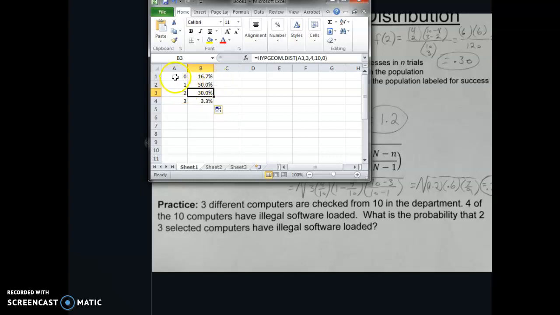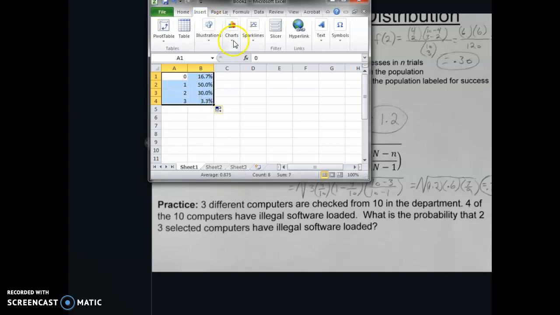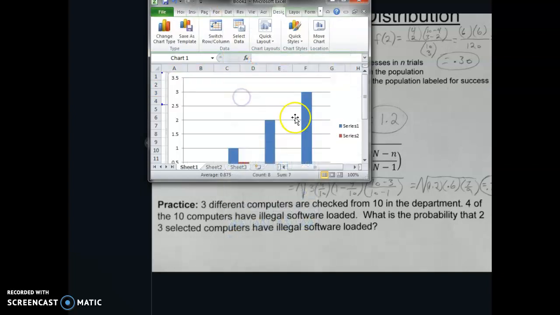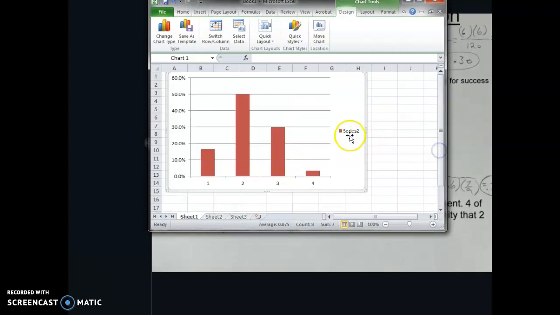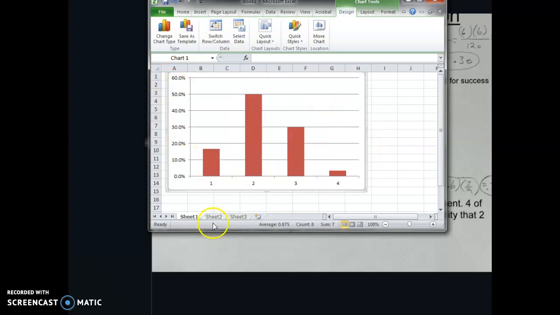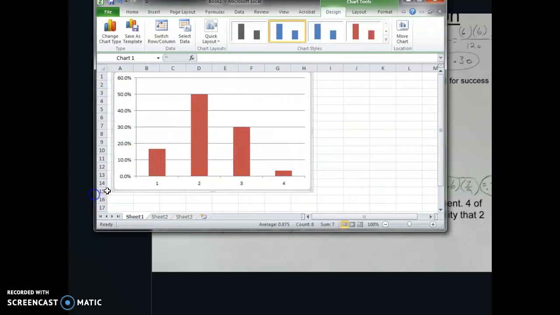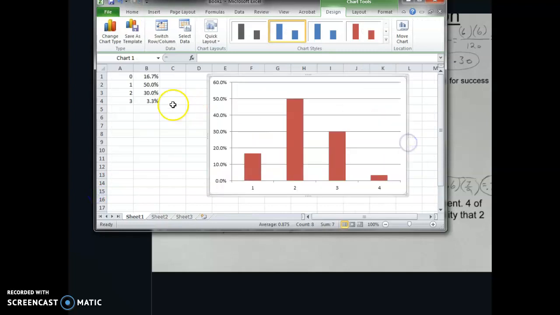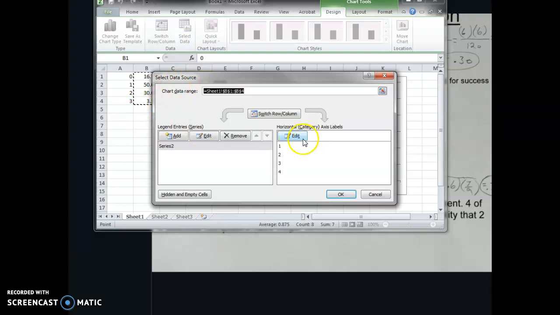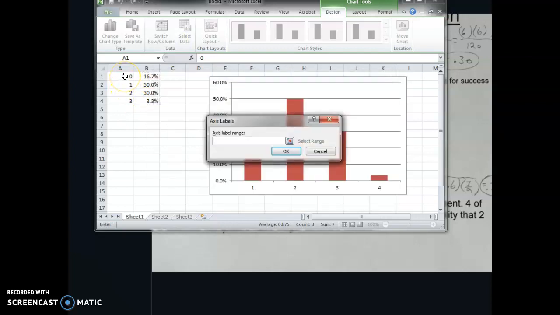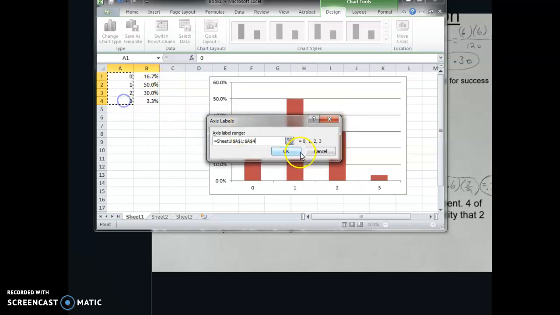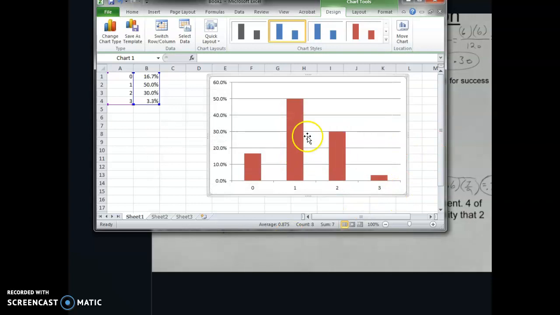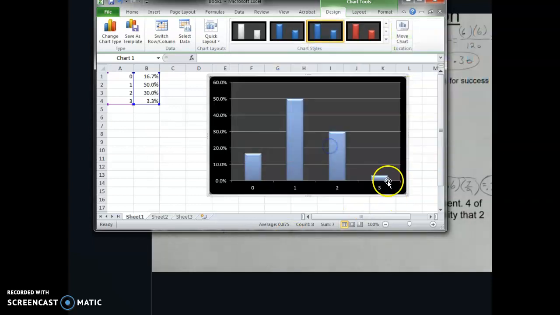You could also create a graph here if you wanted to, to illustrate the respective probabilities. Go to Insert, Charts, Column. And of course, we have to select our data so that we get the zeros down here. So we want to select data, horizontal axis. And now you have a probability distribution.